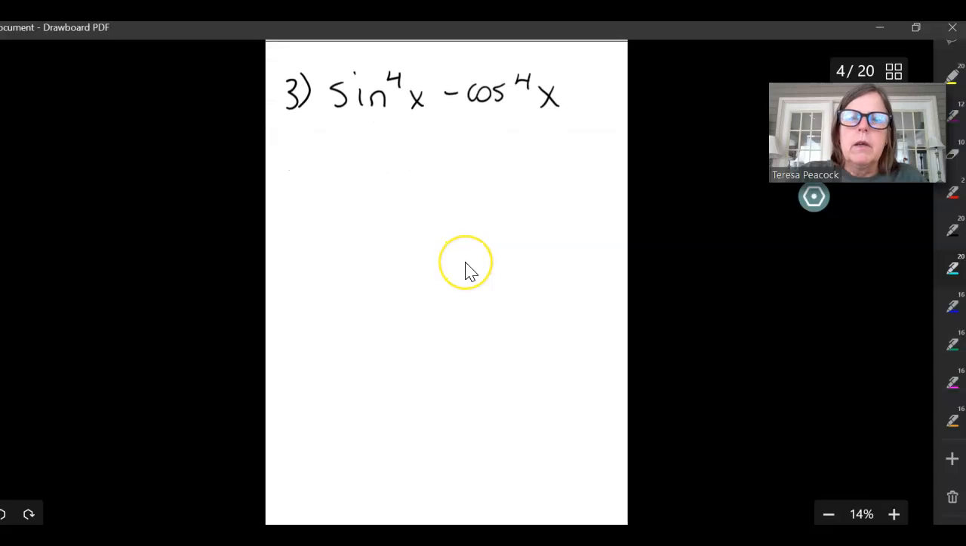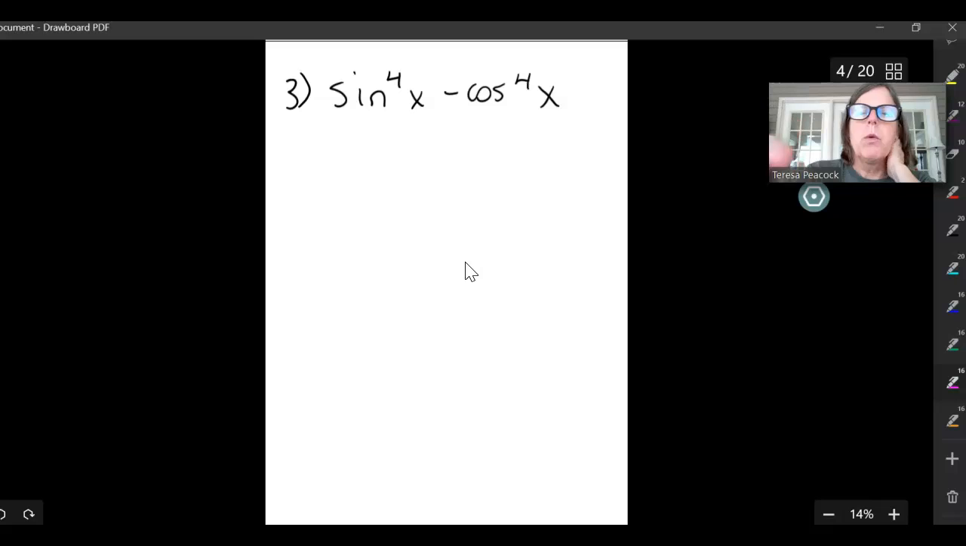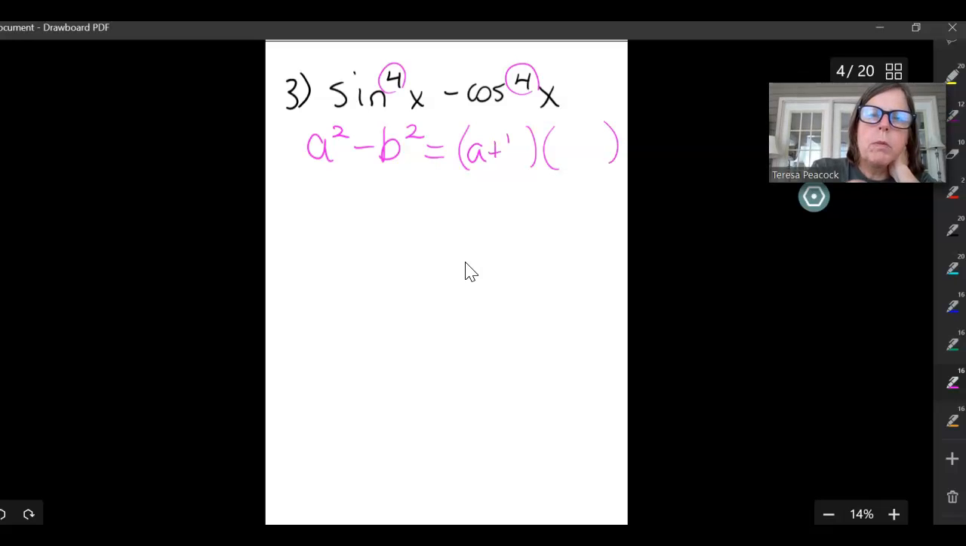Okay. Now here's one that doesn't have 3 terms. So this is the type that I remember from algebra that's in the form a squared minus b squared. And when you have squares or even powers, like yours is not a square, but yours is an even number, then you can use this formula to break this down into (a plus b) times (a minus b). Now that's a formula we learned back in Algebra 1.